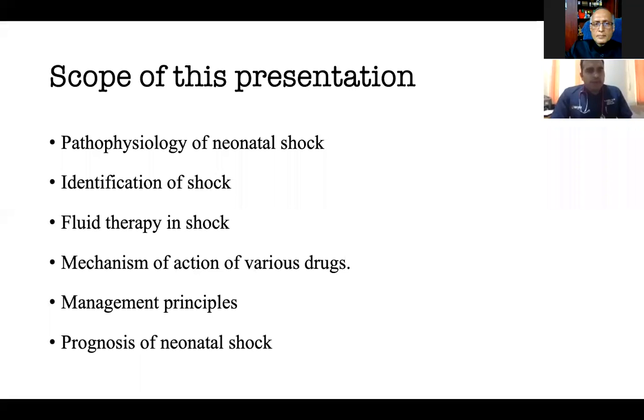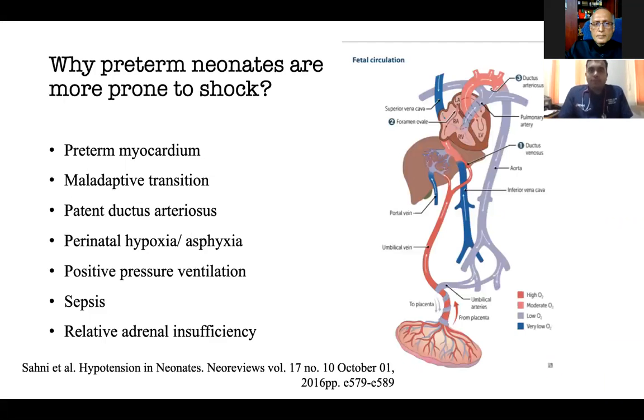So we'll be briefly discussing the pathophysiology of neonatal shock, how to identify shock in neonates, what the fluid therapy in shock is, the mechanism of action of the various drugs used to treat shock, the principles of management, and briefly the prognosis of neonatal shock.